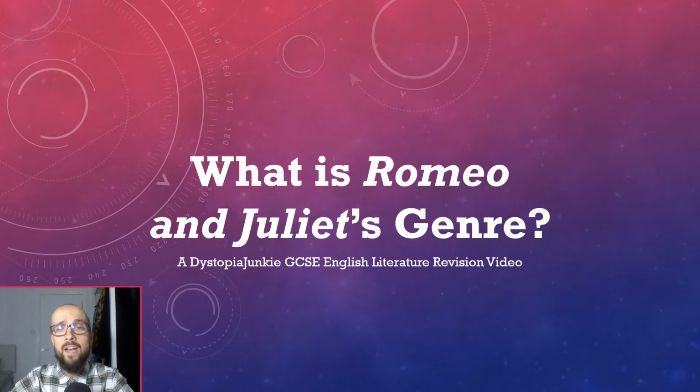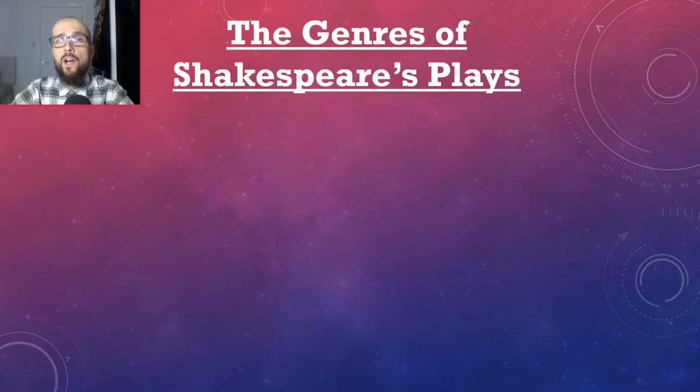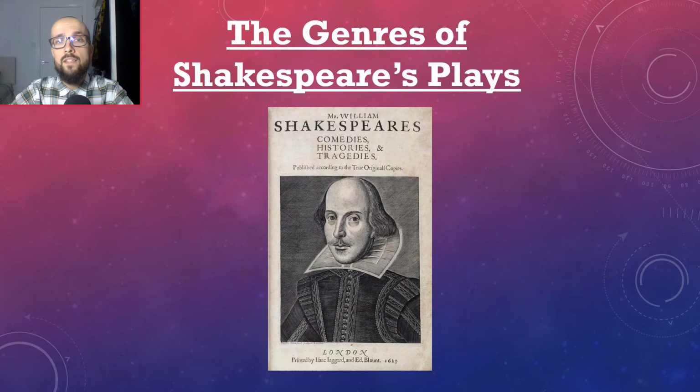What can we say about the genre of Shakespeare's plays and how that relates to Romeo and Juliet? Okay, so most of the time when we talk about the genres of Shakespeare's plays, we tend to use the genres used in Shakespeare's first folio to split those plays up. The first folio, for what it's worth, is the name of a collection of Shakespeare's plays that was published roughly 7 years after the bard had died.